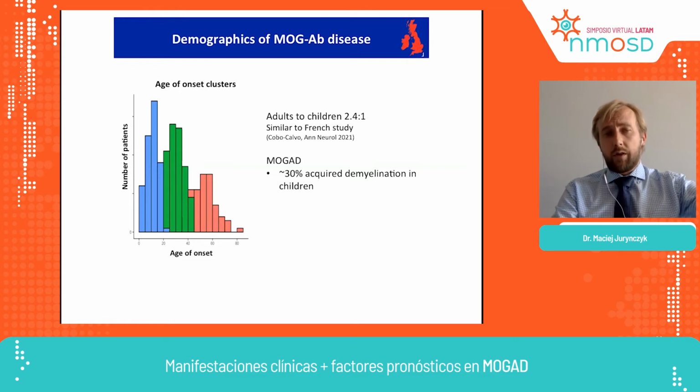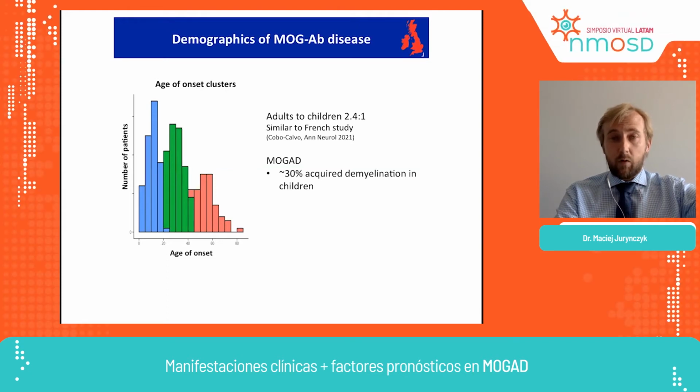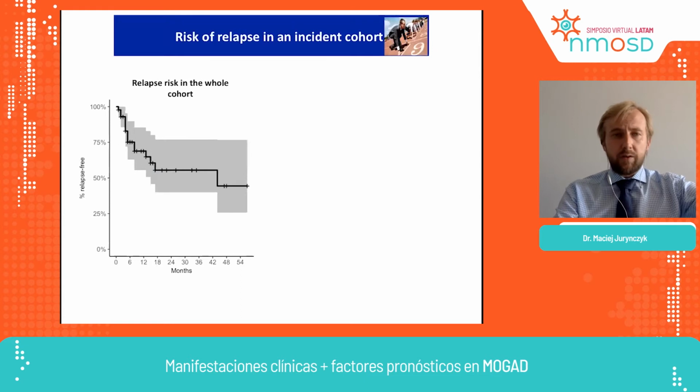It is also worth noting that because other CNS inflammatory conditions are less common in children than in adults, in particular MS, MOGAD represents around 30% of acquired demyelination in children, so this is a substantial portion of all children in pediatric neuroimmunology clinics. This graph shows an estimate of relapse risk in the Oxford incident cohort, where the median disease duration was 16 months.